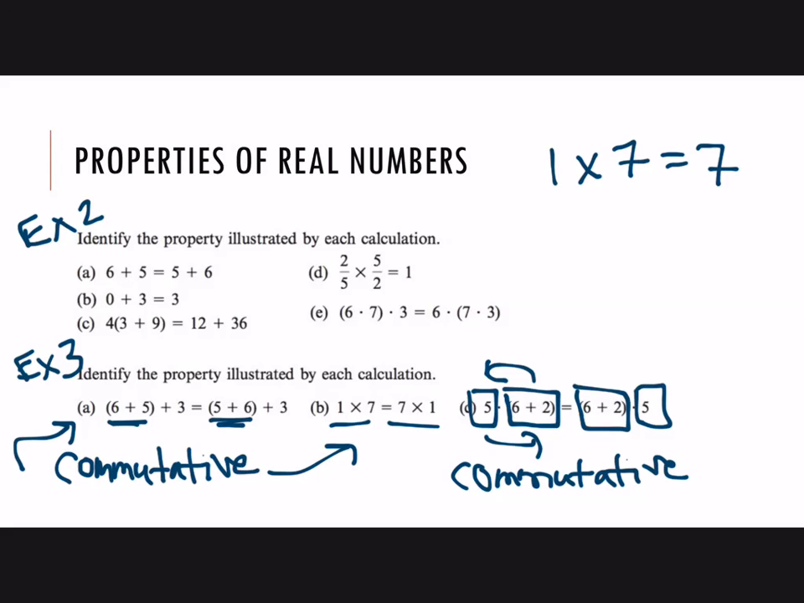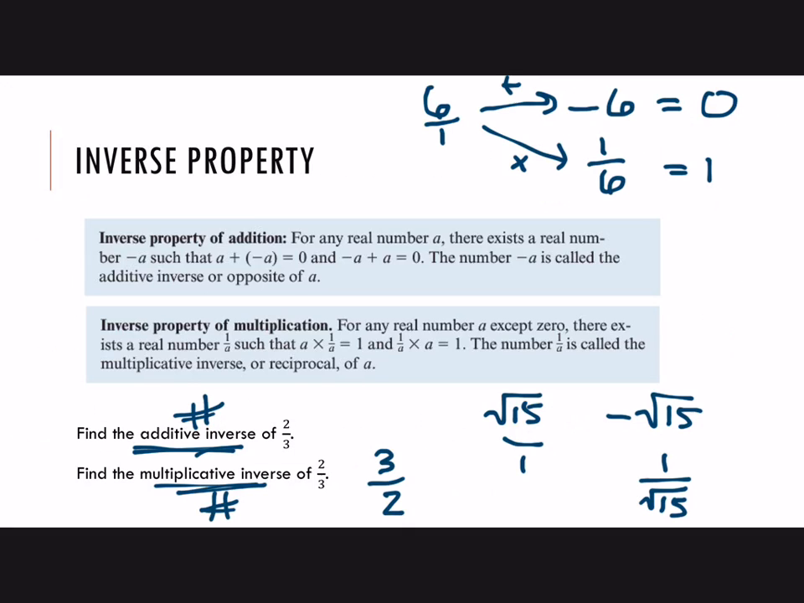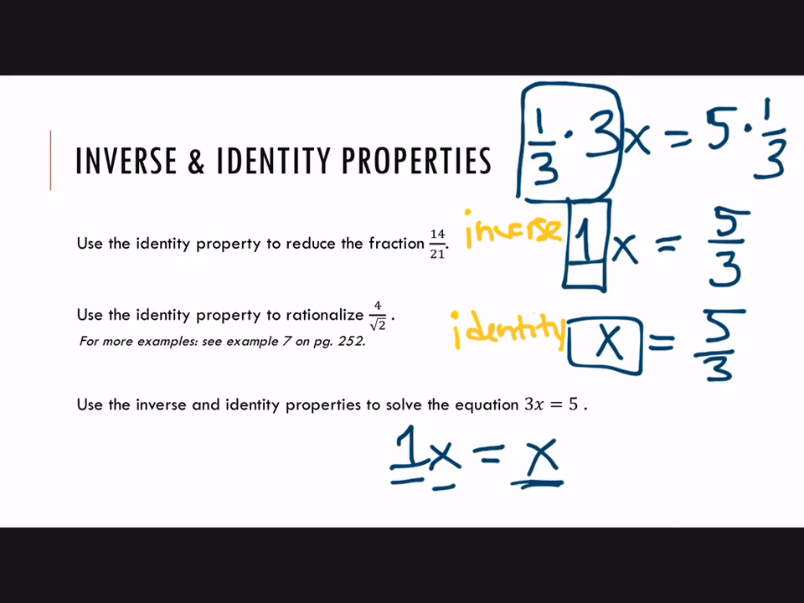Okay, that's the end of the video. See your textbook if you need some additional examples to help you identify these properties, and go back through and see if you can rework maybe those inverse and identity examples, the reducing fractions, rationalizing denominators, and solving equations. Let me know if you have questions, and just be prepared for some questions which apply these properties in new contexts like this.